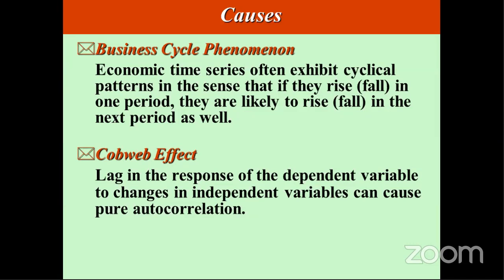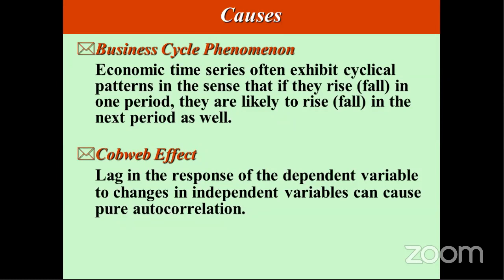The second one is the cobweb effect. This type of cobweb effect is very familiar in the case of agricultural products or supply of agricultural products. Any decision regarding growing crops depends upon previous information. For example, which crop to grow in this period depends upon the prices of that particular crop in the previous period. Hence we have to include the lagged values of the variables into our model.